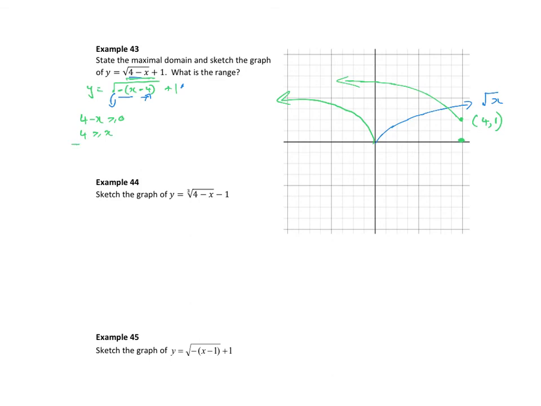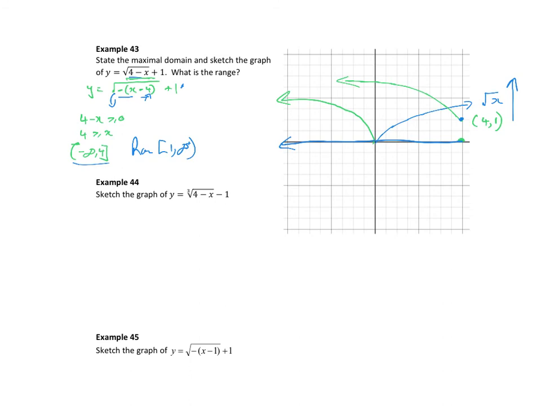So my domain is what? It is from negative infinity to 4, which matches off from negative infinity to 4. So that's a good sign. My range obviously comes as low as 1 and then continues up. So my range is from 1 to positive infinity. Now, it doesn't look like it's getting very big very quickly, but it does. It continues to increase over time. So my maximal domain is there in green. My range is in blue.